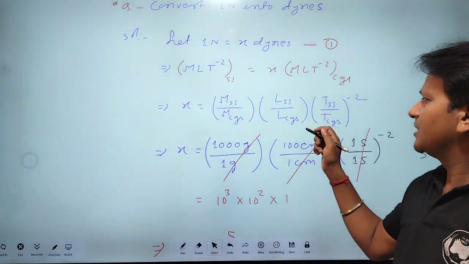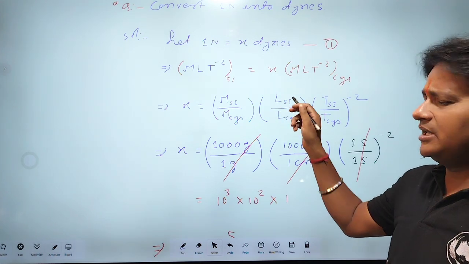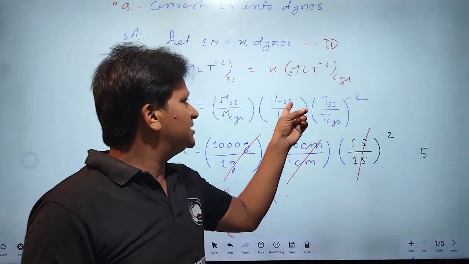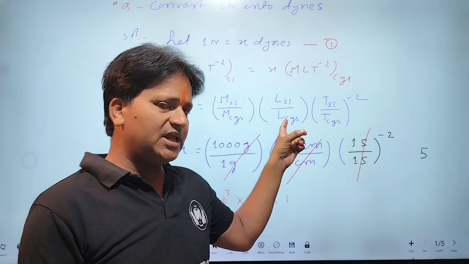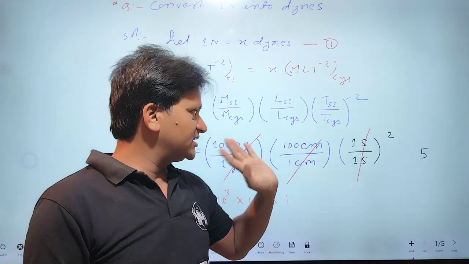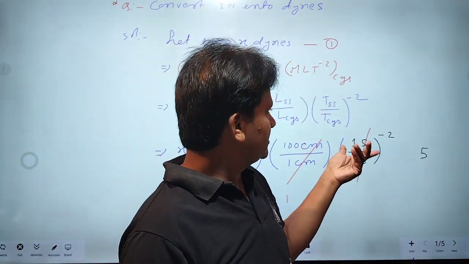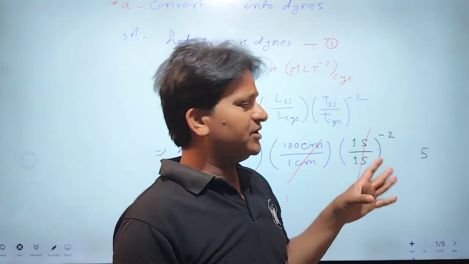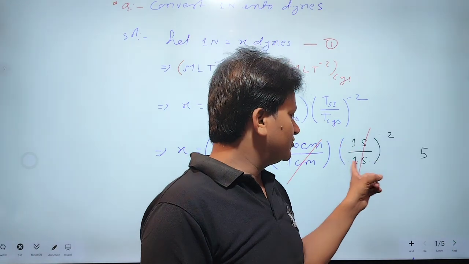Similarly, 1 meter is equal to 100 centimeter. The SI unit of length is meter, and this is the CGS unit of length. Therefore, I can write here 1 centimeter. In SI or CGS, time has the same unit, which is second. 1 second divided by 1 second to the power minus 1.